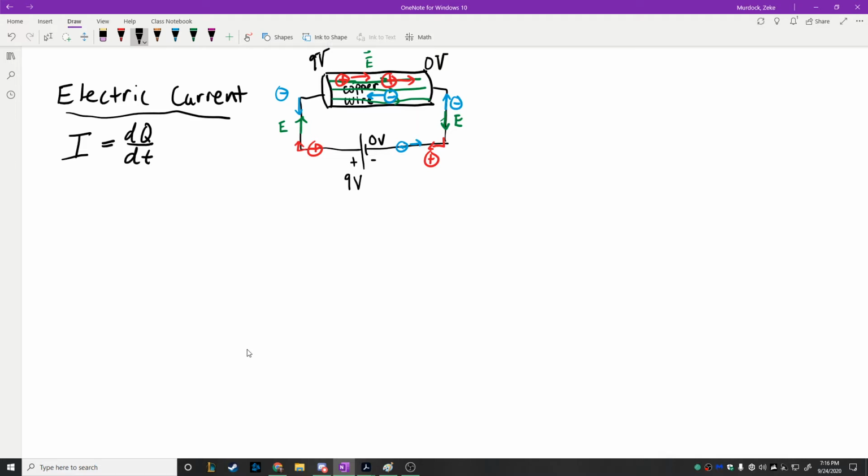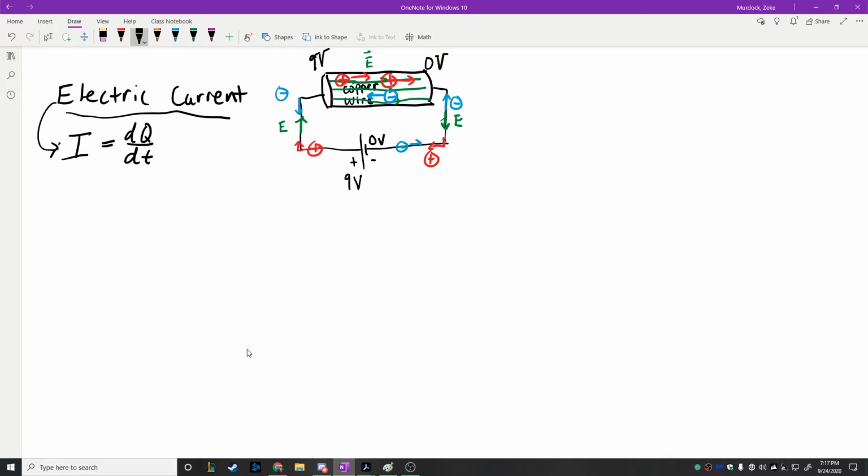Okay, electric current is a flow of charges that occurs due to a potential difference between 2 points, right? Delta V is like a potential difference. When you have a potential difference within a wire, it's going to cause a flow of charges, and we call that flow of charges electric current, and the symbol for electric current is I. Okay.